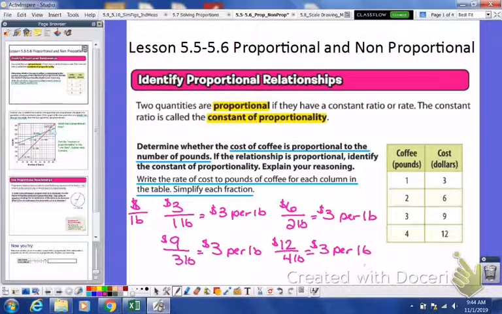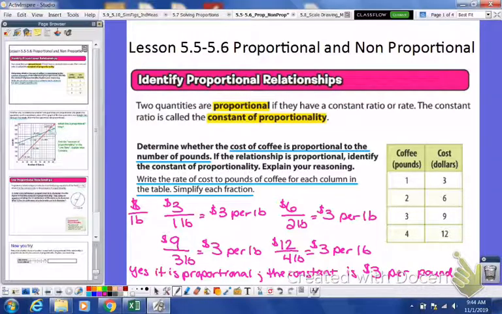So we see that we did get a constant rate, which tells us that yes, it is proportional. The constant of proportionality is $3 per pound.